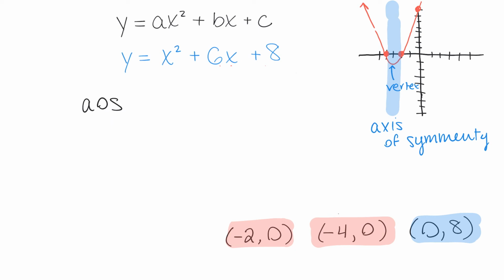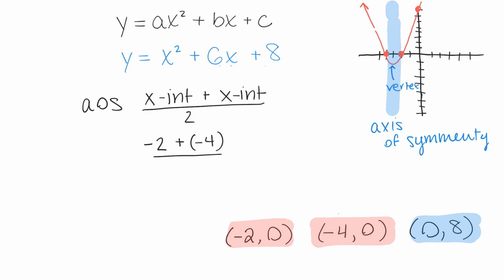To find the axis of symmetry, we are going to take our 2 x-intercepts, add them together, and divide by 2. In this case, we're going to take -2 plus -4 and divide by 2. Well, -2 minus 4 is -6, divided by 2 is -3. It's a good thing, because we can tell that that's where it is, but this is the formula we use to find that. So my axis of symmetry is -3.